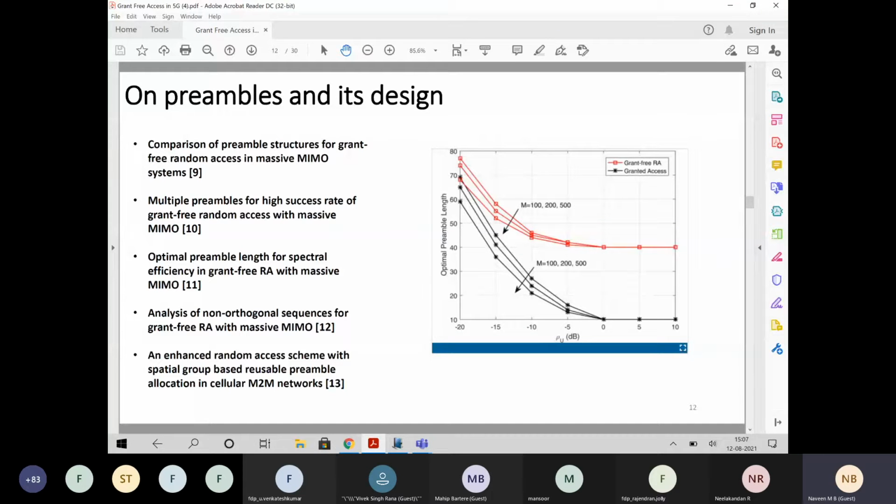Delay is more here, delay is less there. That's why I told you somewhere you have to compromise. You will end up sending a slightly longer preamble, but your data can get sent very quickly because you are using a very good preamble and so on.